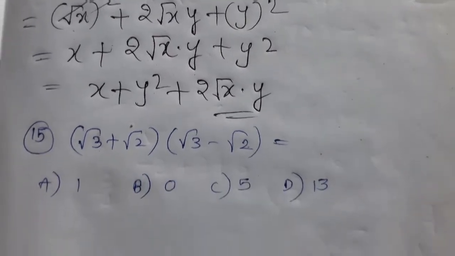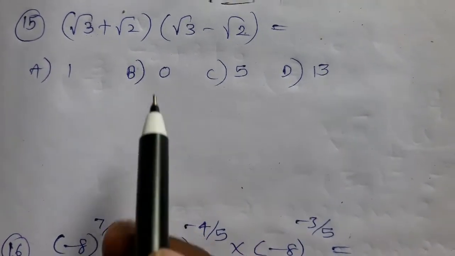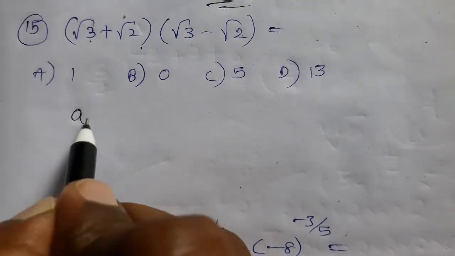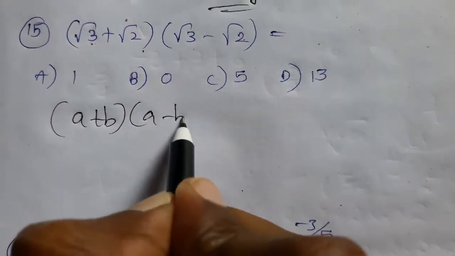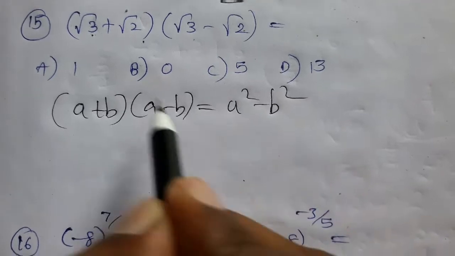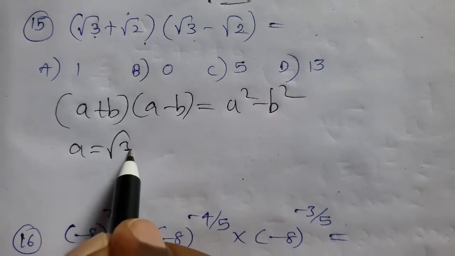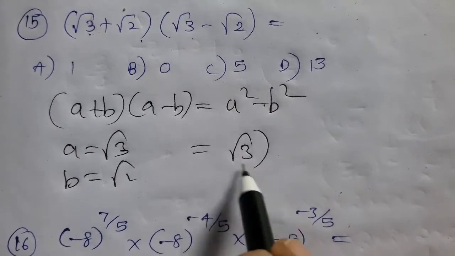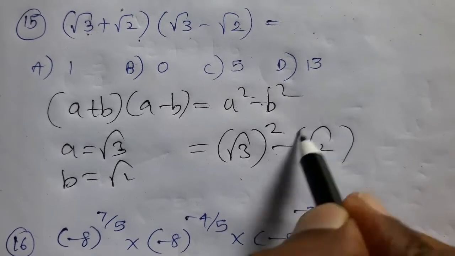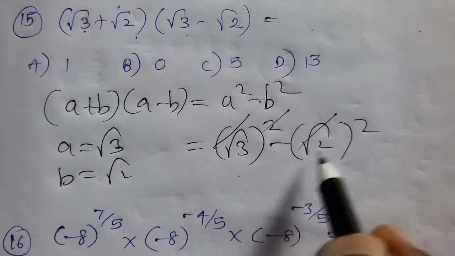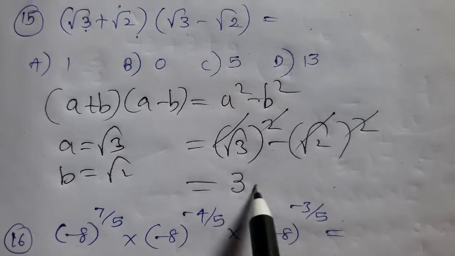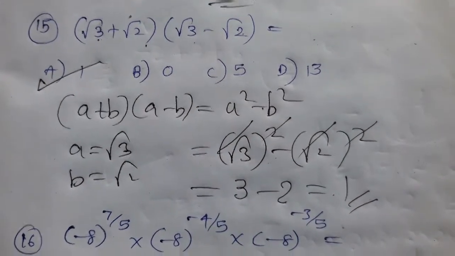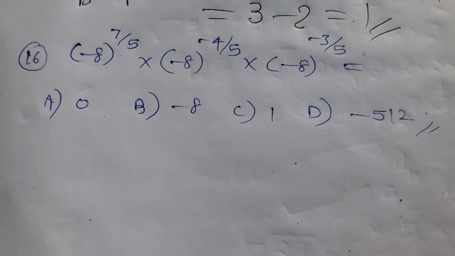Now move to the next question. See here, a plus b into a minus b form. So a plus b into a minus b equals a square minus b square. That means a is root 3 and b is root 2. Using this, root 3 whole square minus root 2 whole square, root and square cancel. That means 3 minus 2 equals 1 is the answer of the given question. That means option number A is the right answer of the given question.